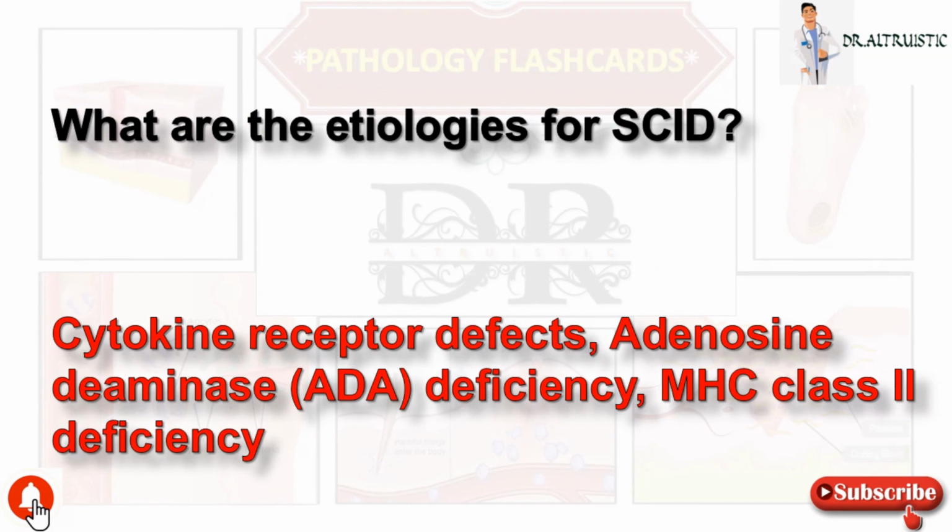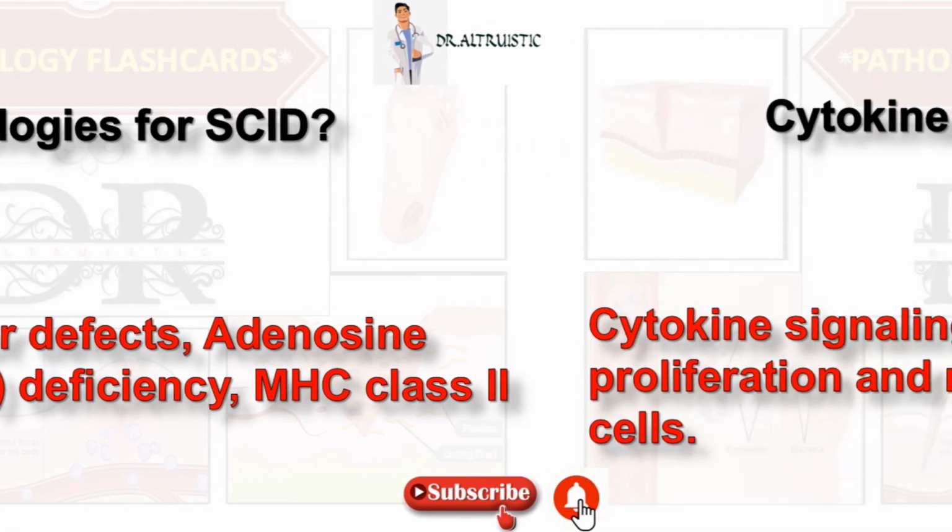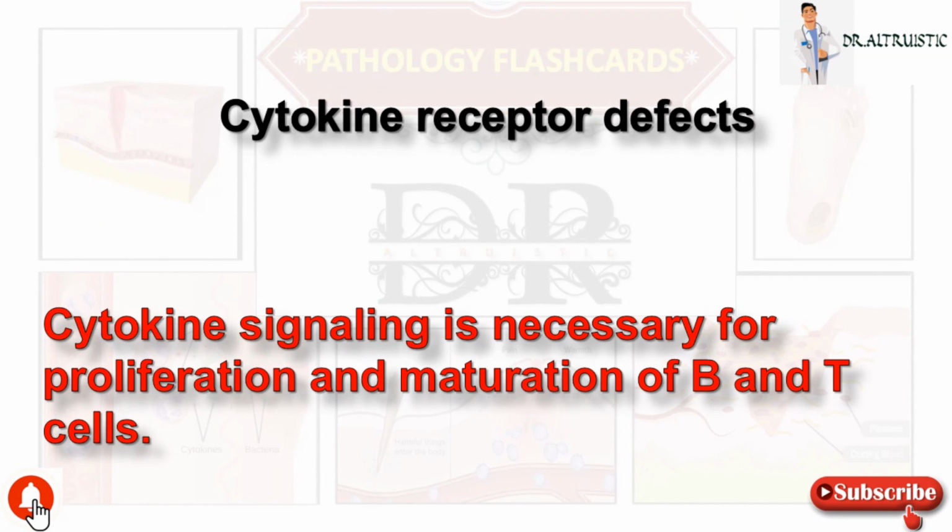What are the etiologies for SCID? Cytokine receptor defects, adenosine deaminase, ADA, deficiency, MHC class II deficiency. Cytokine receptor defects. Cytokine signaling is necessary for proliferation and maturation of B and T cells.